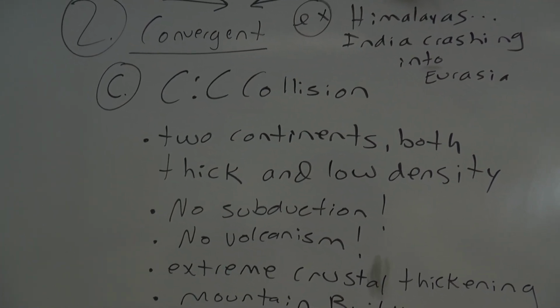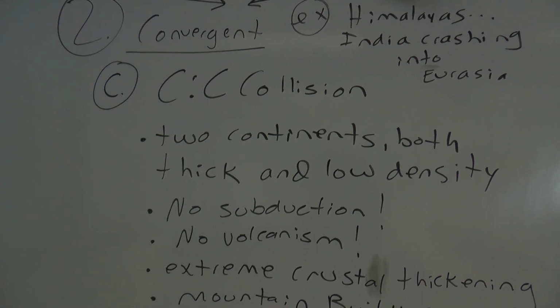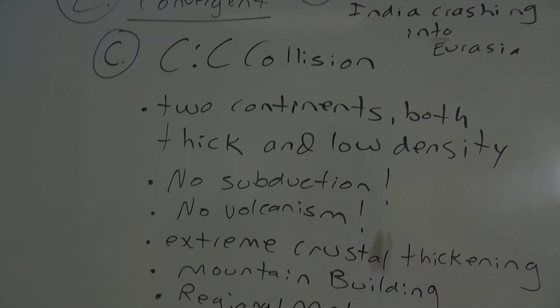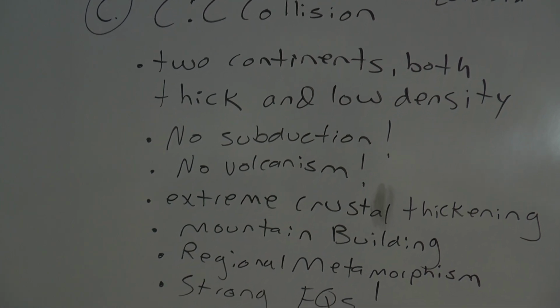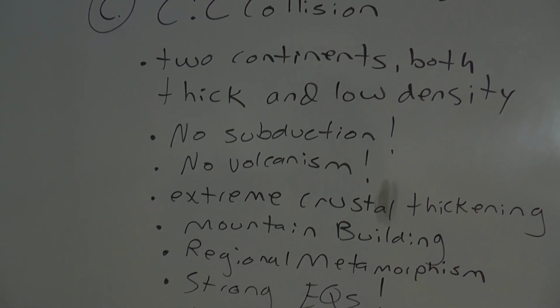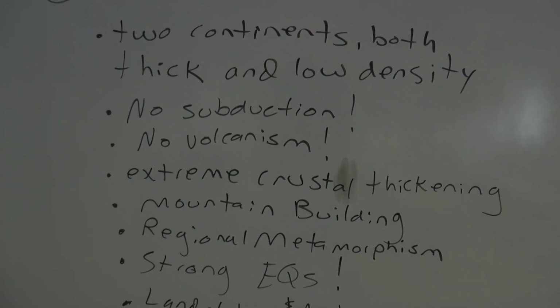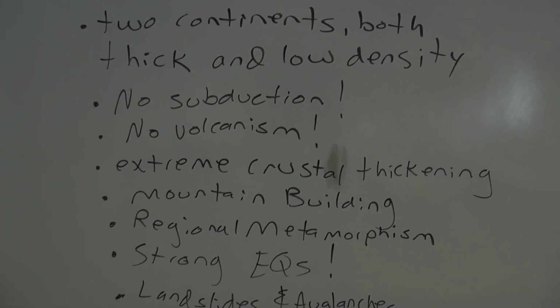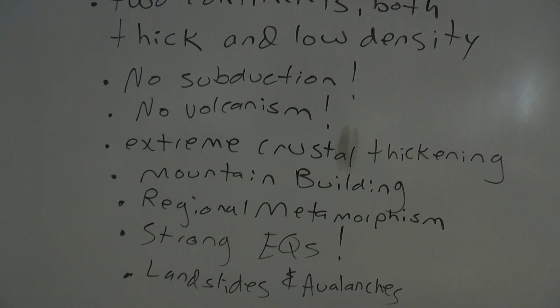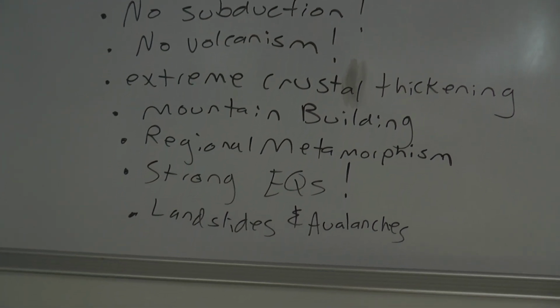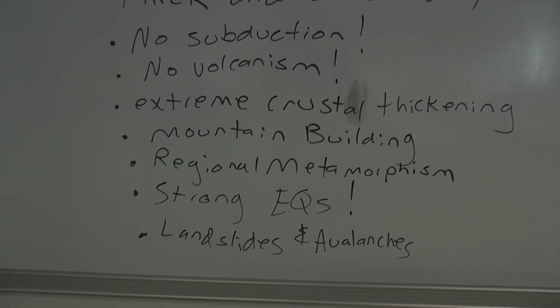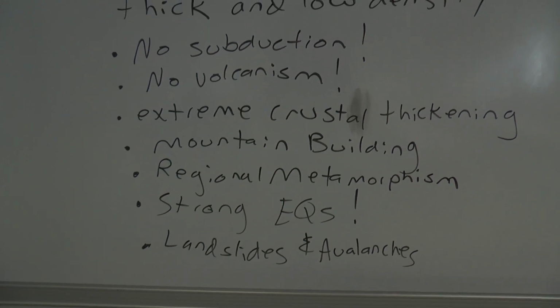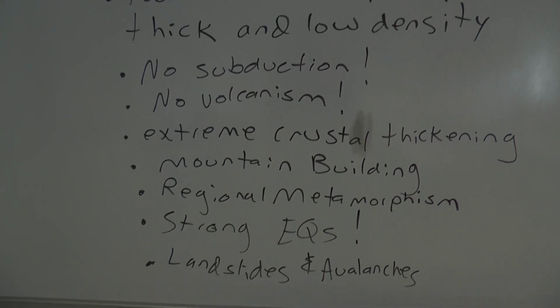Two continents, both thick and low density, both made of granite. So we don't have a subduction zone. We don't have any subducting slab. Therefore, we have no partial melt. Therefore, we have no volcanism. What will we have? Extreme crustal thickening, mountain building, regional metamorphism, strong earthquakes, landslides and avalanches. We will not have tsunamis here. We will not have any active volcanoes here.